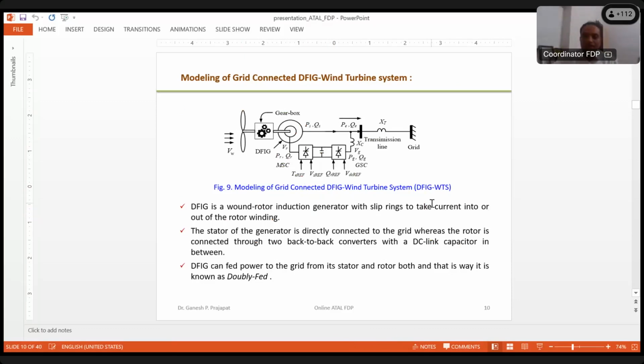I was saying that this is very much conventional, and we are putting four kinds of controls. Four references are there that need to be tracked. So these two controls are from the MSC side, that is the machine side controller, and through the grid side controller, we are putting the control over the reactive power and DC link voltage.